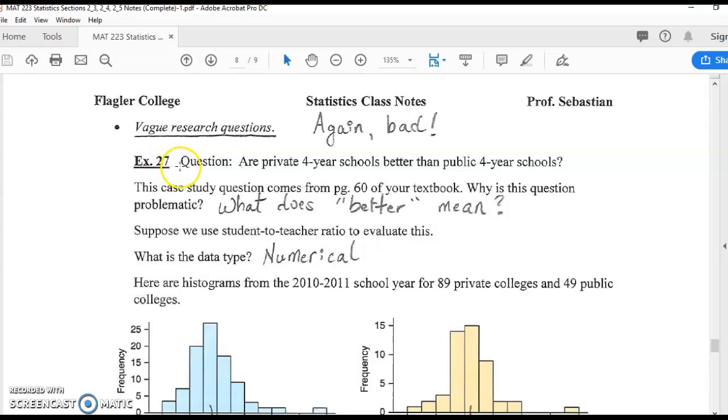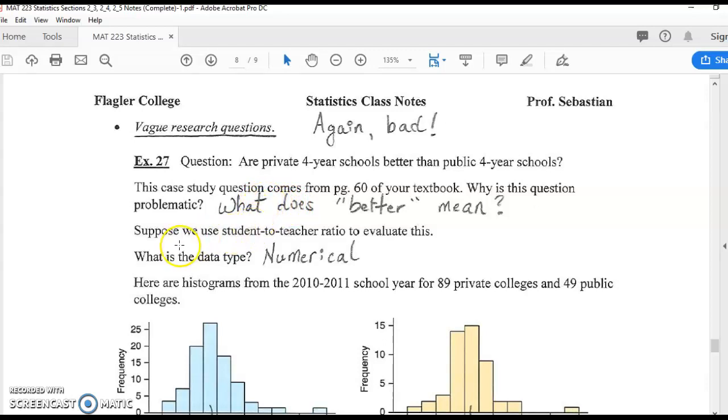So for example, here in example 27, let's say we have the question, are private four-year schools better than public four-year schools? Now this case study question comes from page 60 of your textbook, and I found it interesting because it's a very problematic question. First thing that occurs to me is, what does better mean? So, you need to get much more pinpointed when you're going to ask research questions.